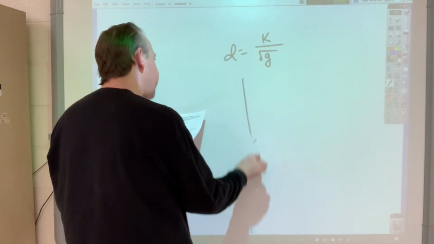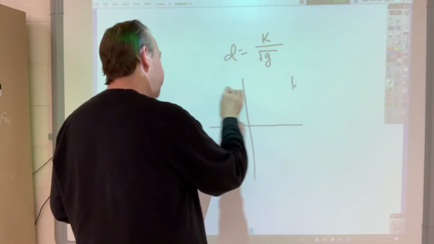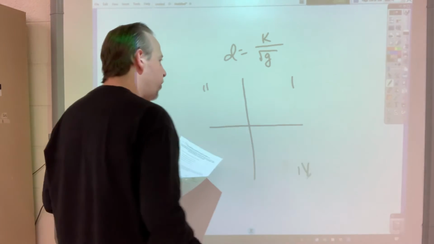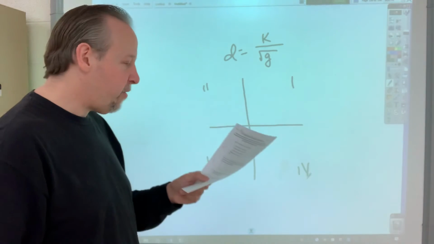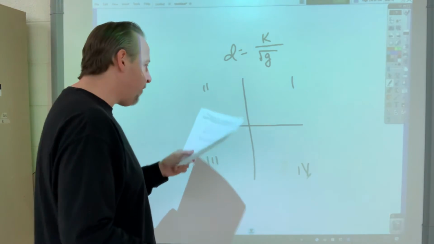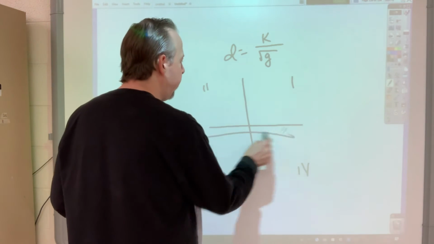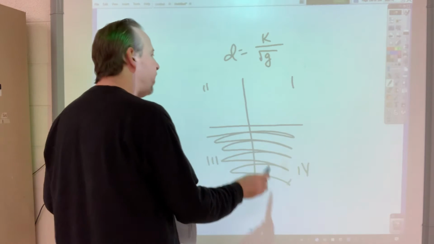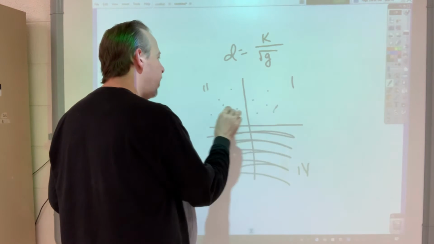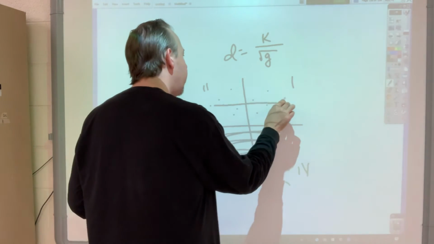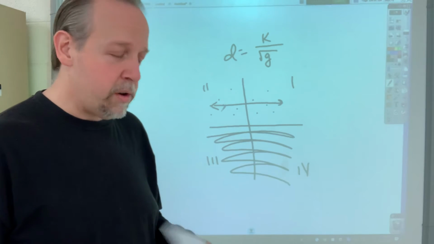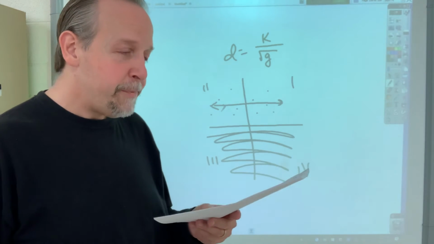Number 3, it said, and again, you can't forget that these are the quadrant numbers, 1, 2, 3, and 4, counterclockwise. It says it has points in 1 and 2, but not in 3 and 4. What kind of a line exists in 1 and 2, but not 3 and 4? It's got to be horizontal, because it'll never go into 3 and 4, but it does go into 1 and 2, and that's a zero slope. Choice B.